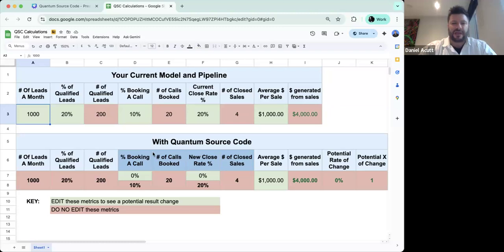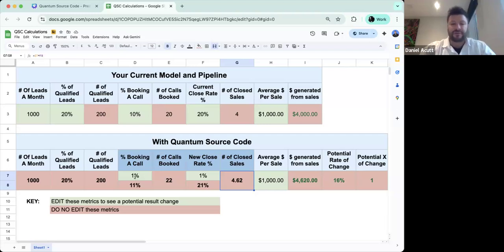Now, if we looked at Quantum Source Code and what this means as part of your pipeline, let's look at the difference of what would happen if you just made a 1% change to your call booking rate and your close rate. You would already increase your revenue by 16%. Now, that's massive. That's a 1% difference.